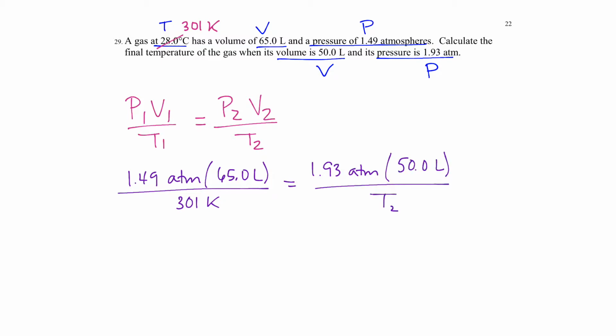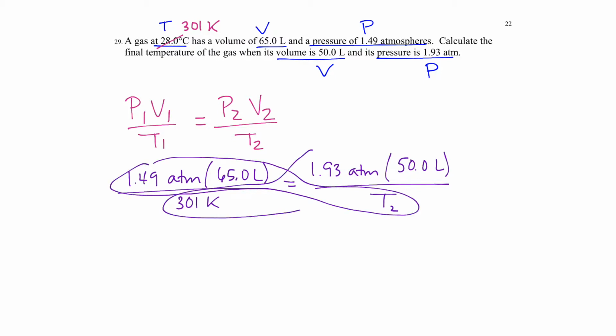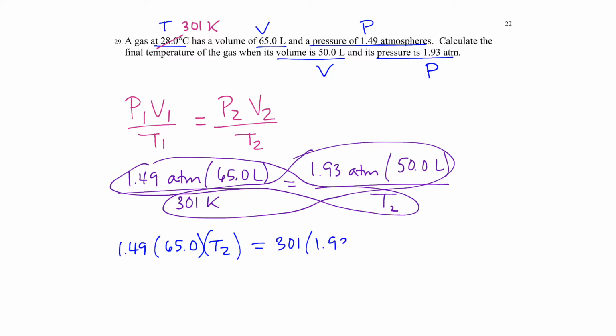So once again, even though it's a little more complicated, you can still cross multiply to solve this one. If we cross multiply these and these, you would get 1.49 multiplied by 65 multiplied by our variable T2 equals 301 multiplied by 1.93 multiplied by 50.